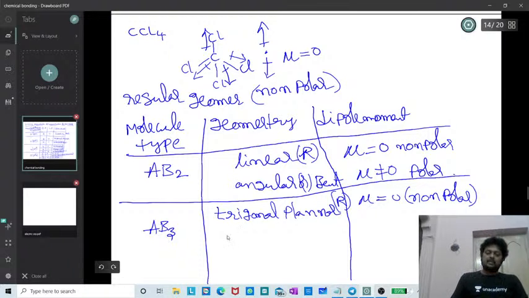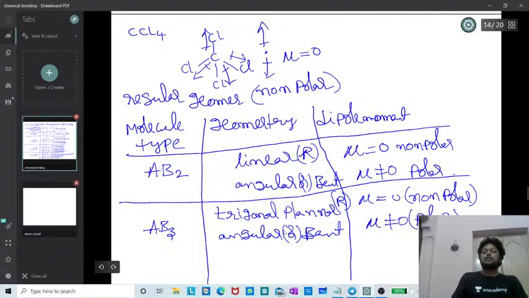Next, AB3. Now, one lone pair, that is angular geometry, angular or bent structure. In that case, dipole moment nu is not equal to 0. That means polar molecule.